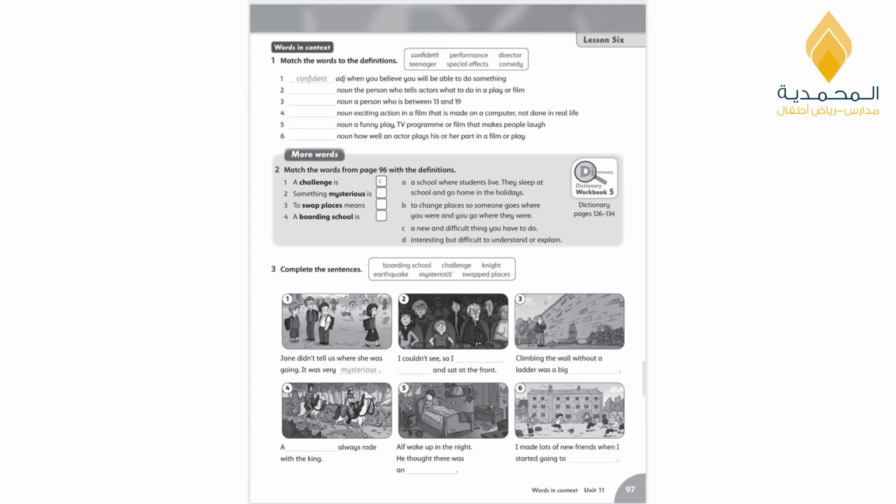In this page, you can find new vocabularies, and you are going to find their meanings, and after that, answer the related questions.